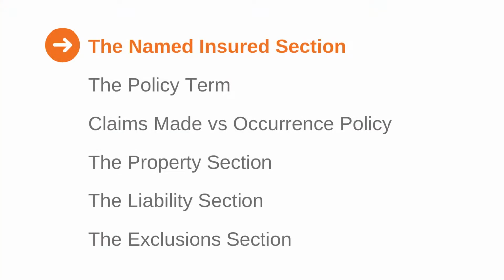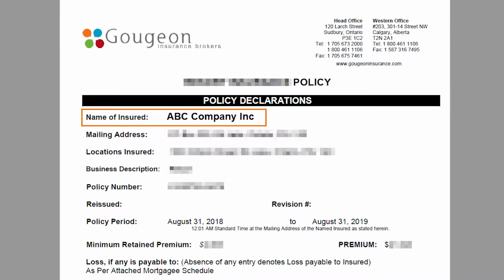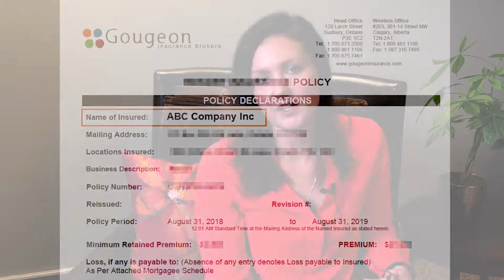The first thing you're going to come across is the named insured, and this should read as the legal name for your business and means that the business, its owners, and its employees are covered under this policy. Directors and officers that are not employees should have a separate directors and officers policy in order for coverage to be in place. Also, subcontractors are usually not covered under this policy and should carry their own insurance, with you listed as the additional insured.